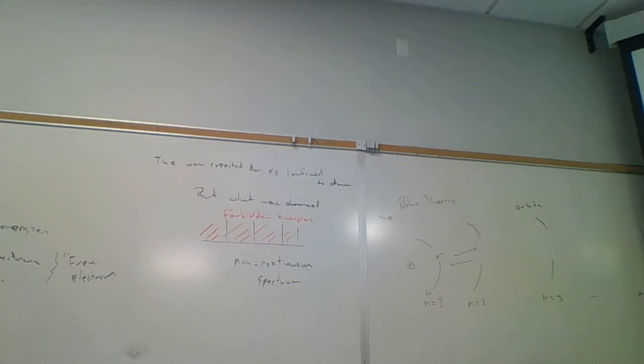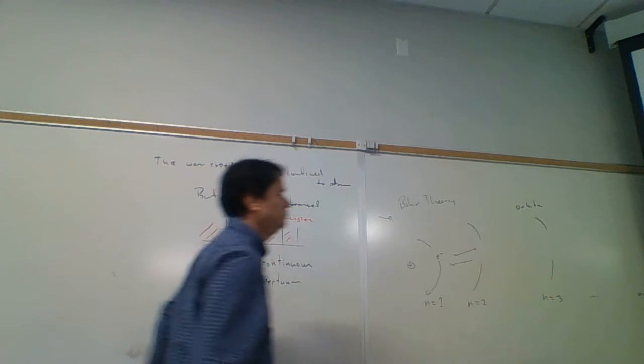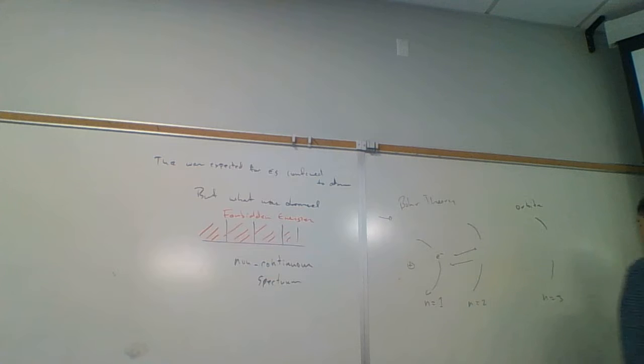Now, the n equals infinity orbit is basically what we call an ionized electron. If the electron gets promoted all the way up to n equals infinity, then the atom's lost the electron, and therefore we create the ion. For example, if hydrogen's electron goes all the way to n equals infinity, then the electron's gone. It's the hydrogen ion, or the proton, that we're left with.